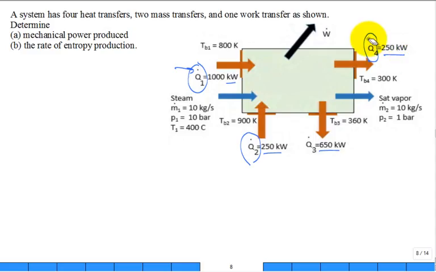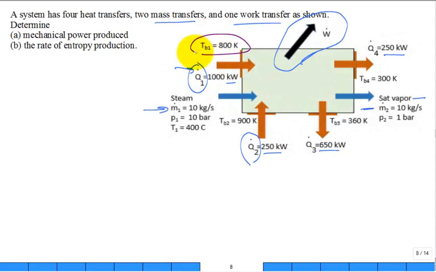You have two mass transfers. Let's find them. We have steam at 10 kilograms per second, and we have saturated vapor, 10 kilograms per second. And one work transfer, here's our work transfer right here. What else did they tell us? I forgot to emphasize. What are they telling you right here? And right here, and right here, and right there. The boundary temperatures at which those heat transfers occur, which is important for entropy calculations.